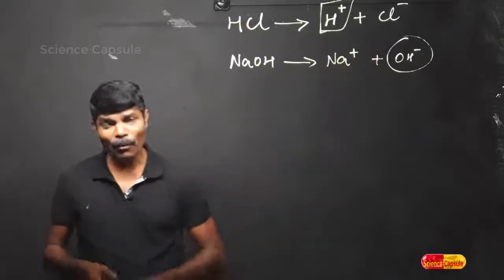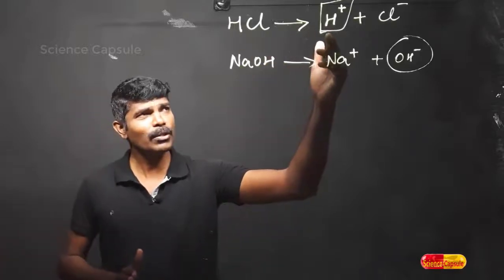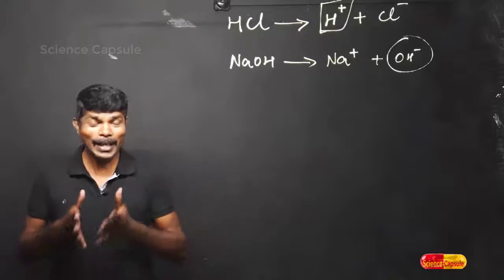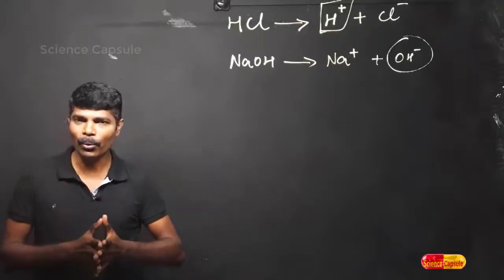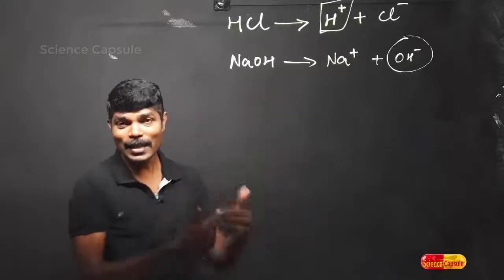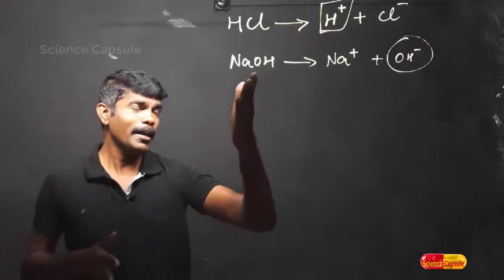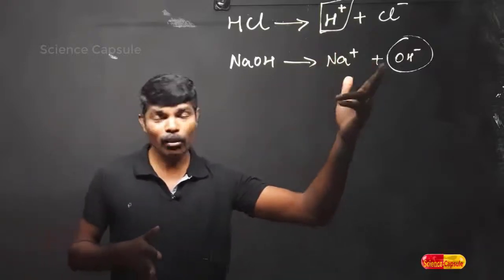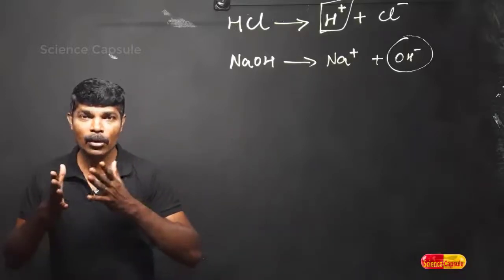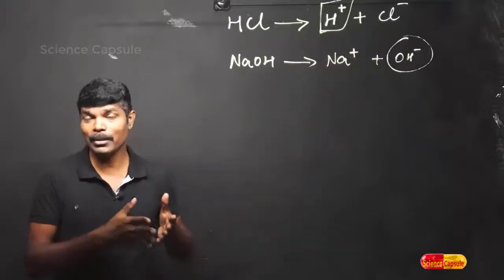Now, when we talk about the strength of an acid or a base, if the concentration of hydrogen ion is more in a particular acid, then the strength of that acid will be more. If the concentration of hydrogen ion is less, then the acid is less strong, or a weak acid. Similarly, in case of a base, if the hydroxyl ion concentration is more, then the base is a strong base.